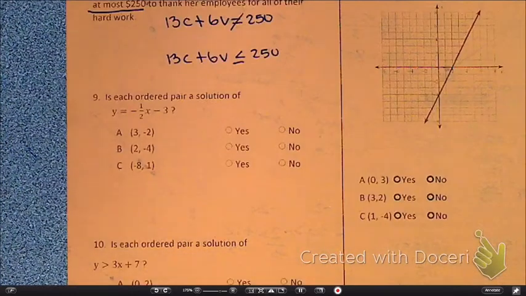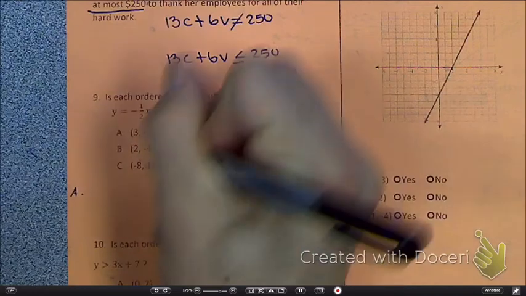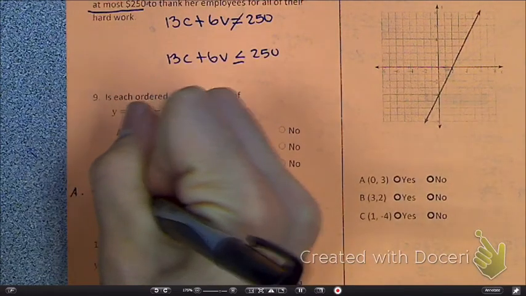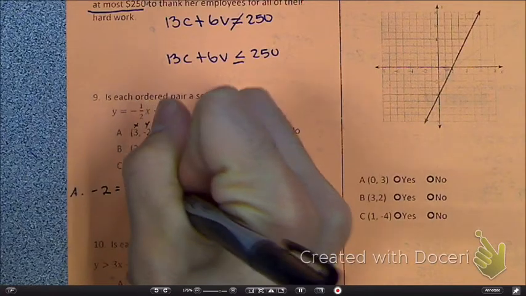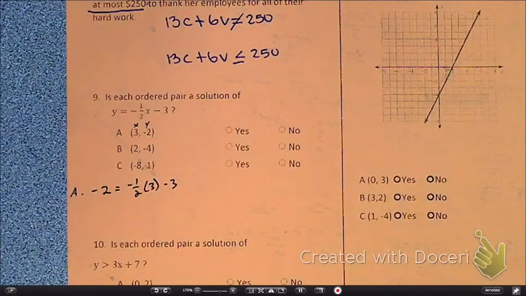For number 9, there is no graph, so how do I figure this out? Make your graphs. You plug it in. For A, this is your x, this is your y. Negative 2 equals negative 1/2 times 3 minus 3. What is negative 1/2 times 3?